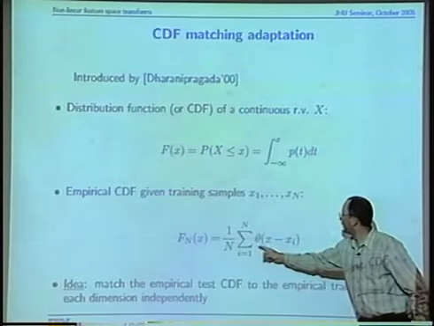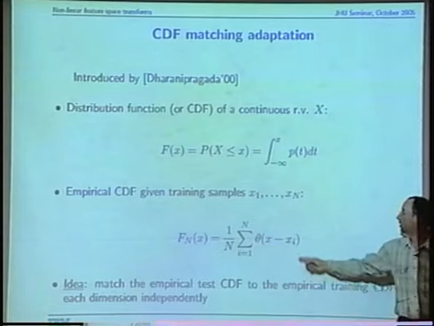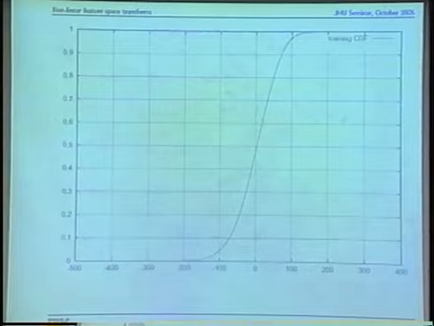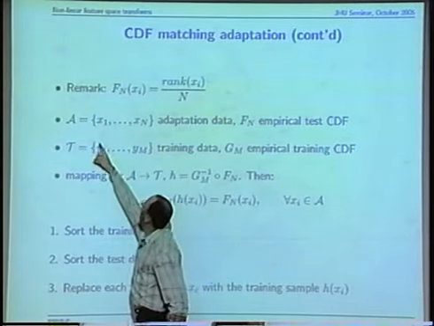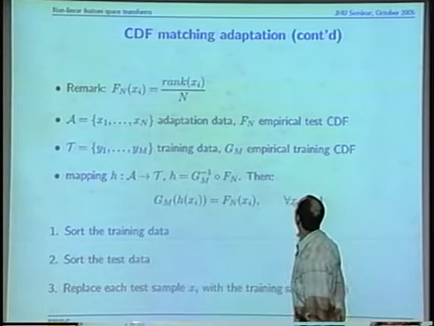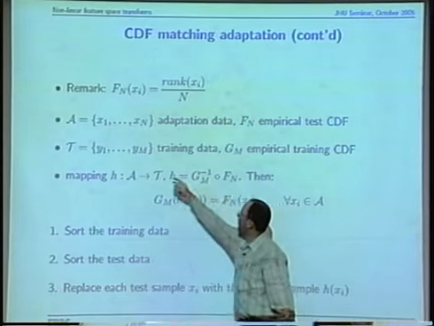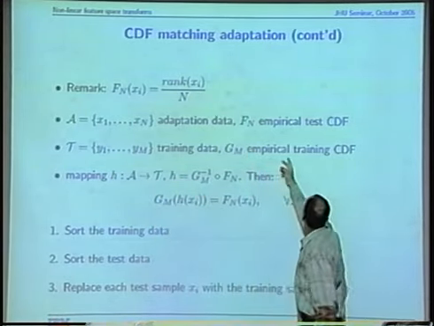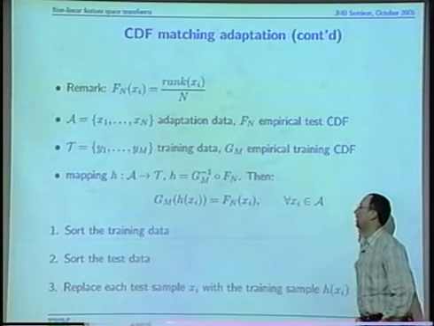Here the number of non-zero terms in the summation is the number of samples that are greater than xi, actually. Okay. So let's denote by A the set of the adaptation data, x1 to xn, and the associated empirical test CDF, and by T the training data, y1 to ym, and the empirical training CDF with capital G subscript m.